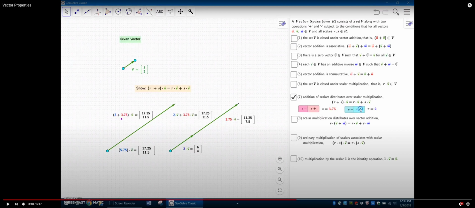And then 5.75 multiplied against the 3 gives you 17.25, and similarly 5.75 against the 2 gives you 11.5. So this left-sided equation is graphically represented by this arrow here. This is the vector 3, 2; you multiply by 5.75 and you get this one over here.